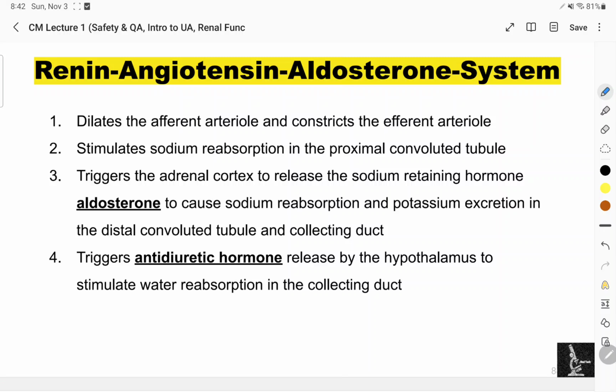Your aldosterone will cause reabsorption of sodium and excretion of potassium in the DCT and collecting ducts, and it also triggers your antidiuretic hormone to be released by the hypothalamus to stimulate water reabsorption in the collecting ducts. So aldosterone is released, ADH is triggered so that water is reabsorbed. Sodium is reabsorbed, and water is reabsorbed too, because of low pressure and low blood volume.